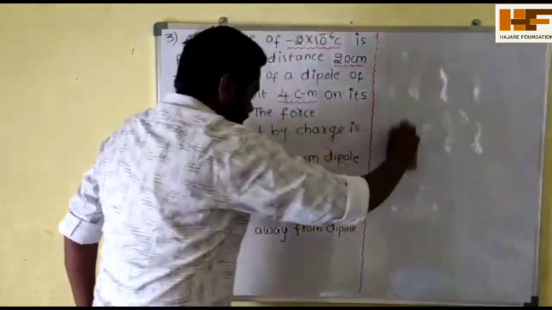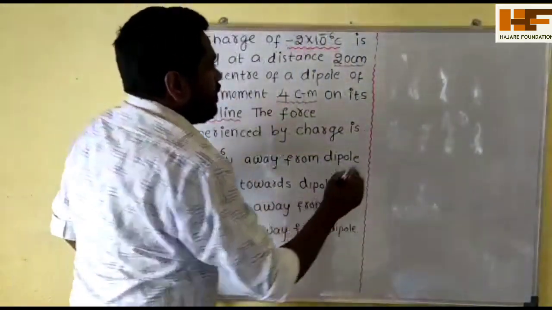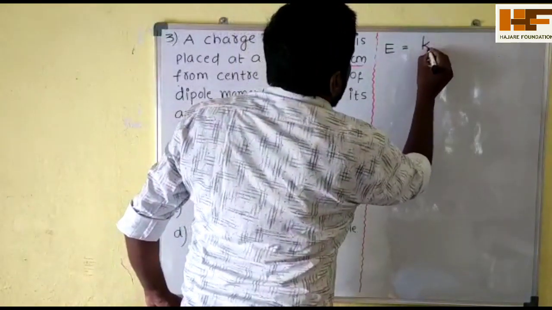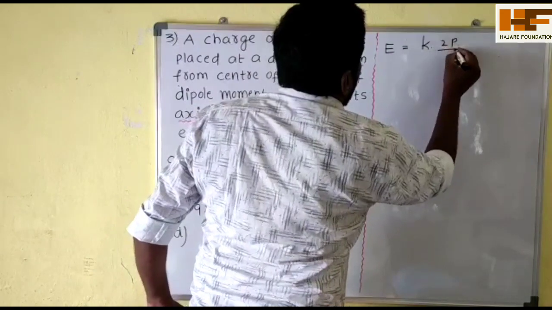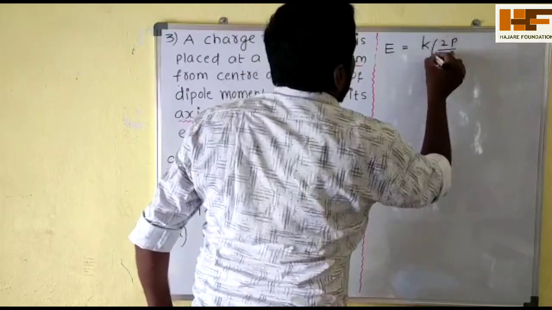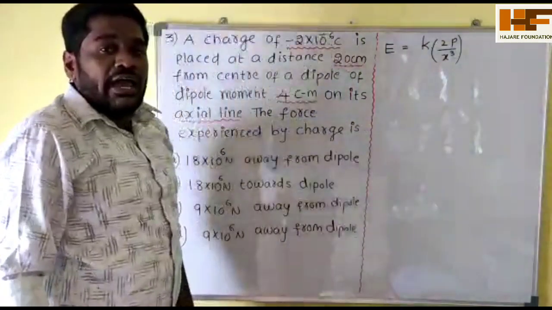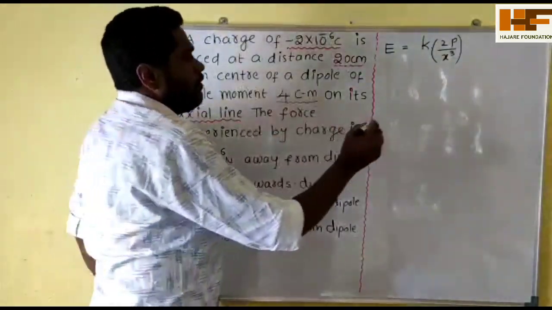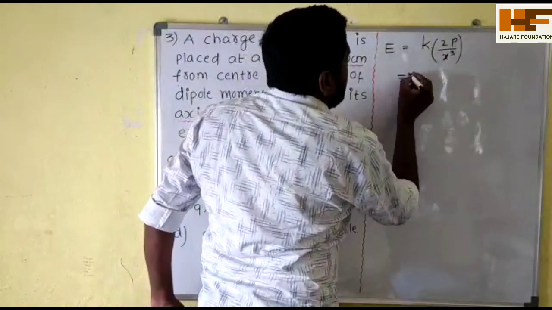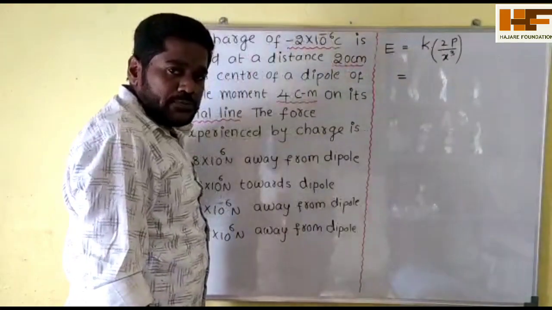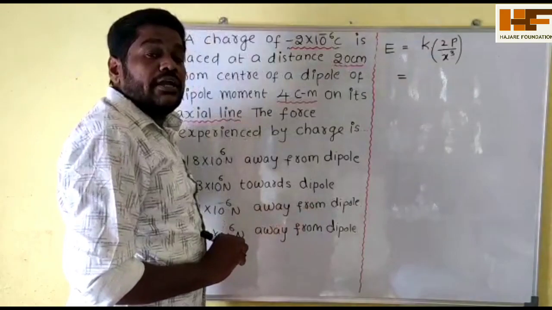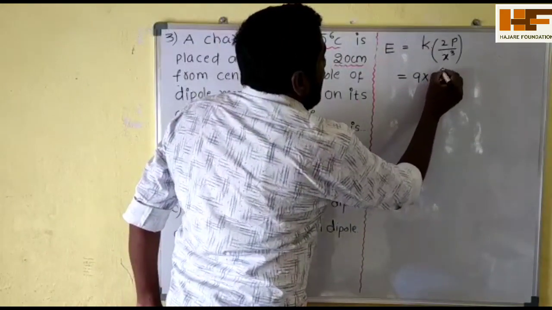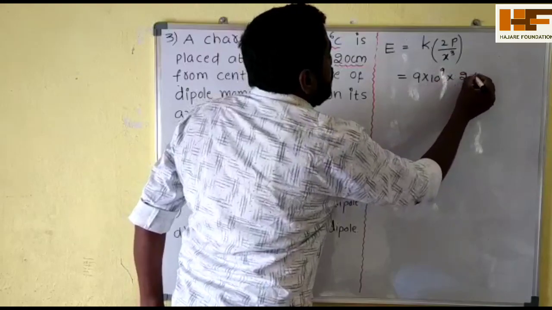Therefore, now electric field for the axial line. That electric field, you know that E is equal to K into 2P by x cube. Is it correct? Therefore, this is the formula for electric field for a point on the axial line. Okay, you solve it. K is equal to 1 by 4 pi epsilon naught. Again its value is 9 into 10 power 9. 9 into 10 power 9 into 2 into P value.